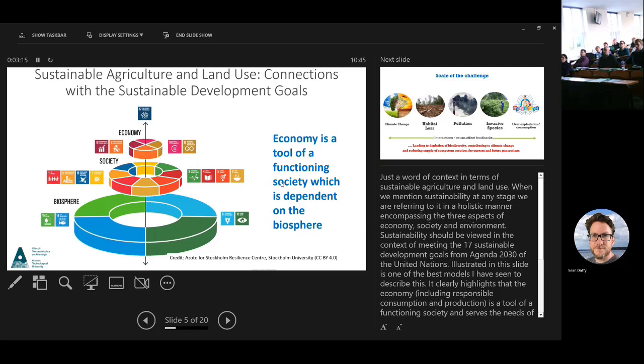But it's divided into what is depicted here as a layer cake, okay? So here the economy is a tool of a functioning society, and the society has to operate within the limits of the baseline foundation of the biosphere. So we have to work within the capacity of the natural environment, in terms of the atmosphere, the hydrosphere in terms of water, and the terrestrial environment or land environment that we're working on and living in as well.